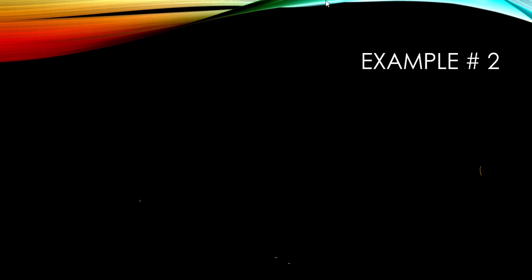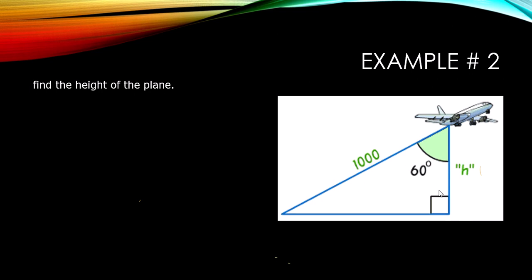Alright, so let's do example number 2 here. Our question is, find the height of the plane. Okay, so this is our right triangle. We need to find the height. What is the height? How high something is. Plane is obviously somewhere up. We need to find how high it is from the ground. So this is the side we need to find. We have this side given to us, which is 1000, and we have an angle given to us.